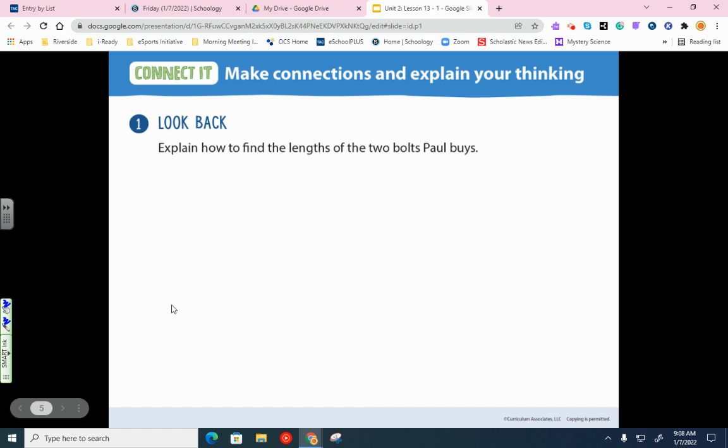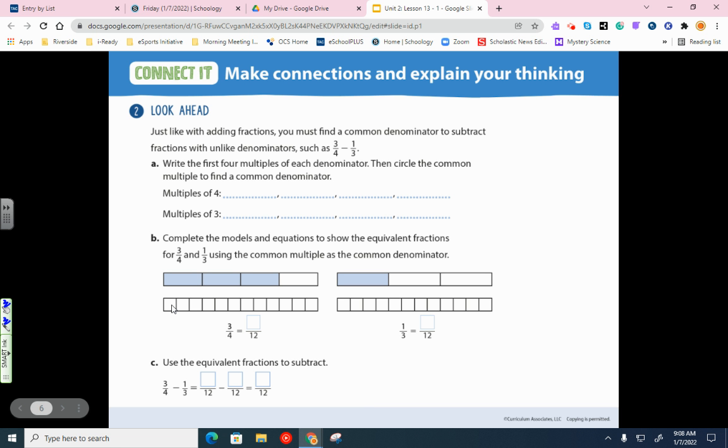What's also simple is what we're doing next. This was what we did in our warm-up the other day, actually. So just like adding fractions, you can find a common denominator to subtract fractions with unlike denominators, such as 3/4 and 1/3. Our 4 is one denominator and our 3 is the other. Write the first 4 multiples of each denominator, then circle the common multiple to find a common denominator. So we've got 4, 8, 12, and 16. For 3, we've got 3, 6, 9, and 12. And just like before, you check to see which number is the same for both, and that's going to be our 12. That'll be our common denominator.